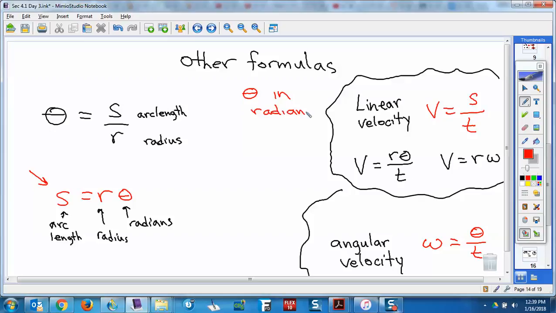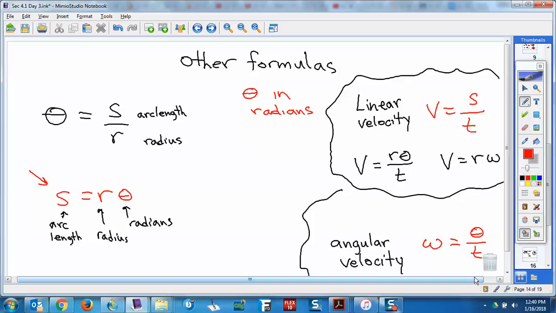Okay, now this bottom one is just angular velocity, and that's just theta divided by t. So if something goes 240 degrees in 2 seconds, what's its angular velocity? Let me say it again. If a particle goes 240 degrees in 2 seconds, what's its angular velocity? 120 degrees per second. You just divide it. That's that easy, right? If something goes 240 degrees in 2 seconds, its angular velocity is 120 degrees per second.